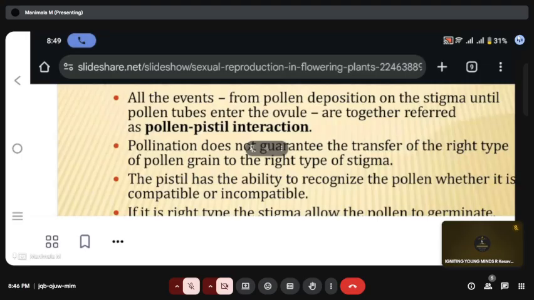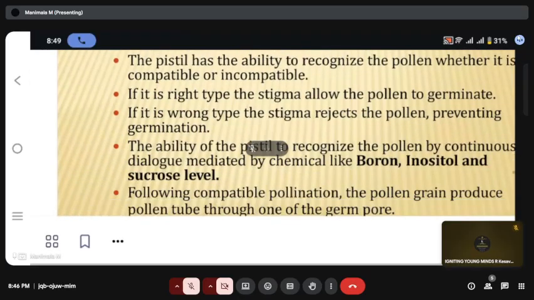If the pollen is the wrong type, then the pistil rejects the pollination by preventing pollen germination on the stigma and pollen tube growth in the style. Got it? So the ability of the pistil to recognize the pollen, followed by acceptance or rejection, is the result of continuous dialogue between the pollen grain and the pistil. So this is the pollen pistil interaction we are saying. You got it what I'm saying?